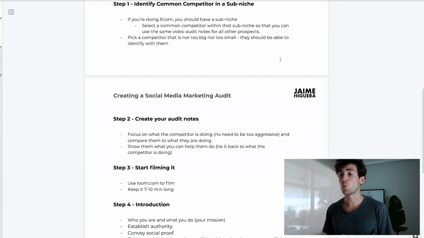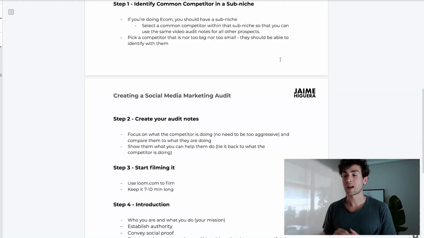You want to compare them to what the competitor is doing. And the second thing you want to do on those audit notes is you want to show them what you can help them do. Okay. And the cool thing about this is you can just tie it back to what the competitor is doing and show them how you can help them achieve that, and even better, right? So you don't need to reinvent the wheel, right? You can literally just say, hey, I can help you do this, this, and that, which are very similar things to what the competitor is doing, and help them understand that you can do that for them and even find an edge to tap into the competitor's weaknesses. So that is the second step.